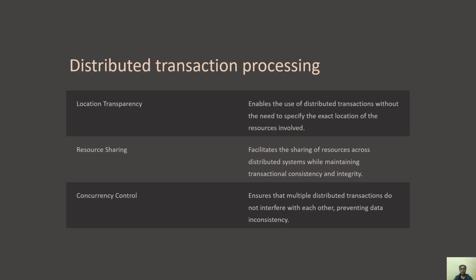Distributed transaction processing. In distributed transaction processing, we have location transparency, which enables the use of distributed transactions without the need to specify the exact location of the resources involved. Resource sharing facilitates the sharing of resources across distributed systems while maintaining transactional consistency and integrity. Concurrency control ensures that multiple distributed transactions do not interfere with each other, preventing data inconsistency.